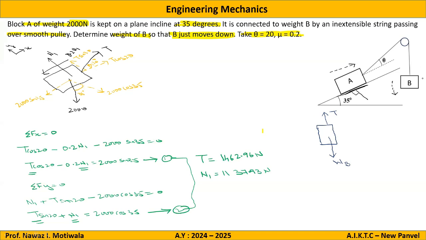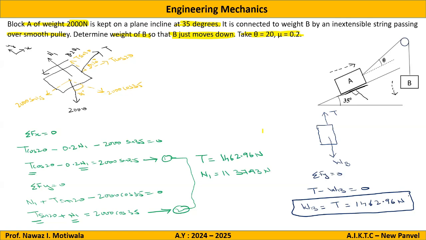Now, as this body is in air, there is no contact. So there is no question of contact reaction, and because there is no contact of the body with any other surface, there is no question of friction force also. So this completes the free body diagram of body B. Just applying the condition of equilibrium, summation of Fy is equal to 0, I will get T minus WB equal to 0, or I can get WB is equal to T, whose value is 1462.96 newtons. So this completes your required answer. In the question it was asked to find the weight of B. So the answer is weight of B is 1462.96 newtons.